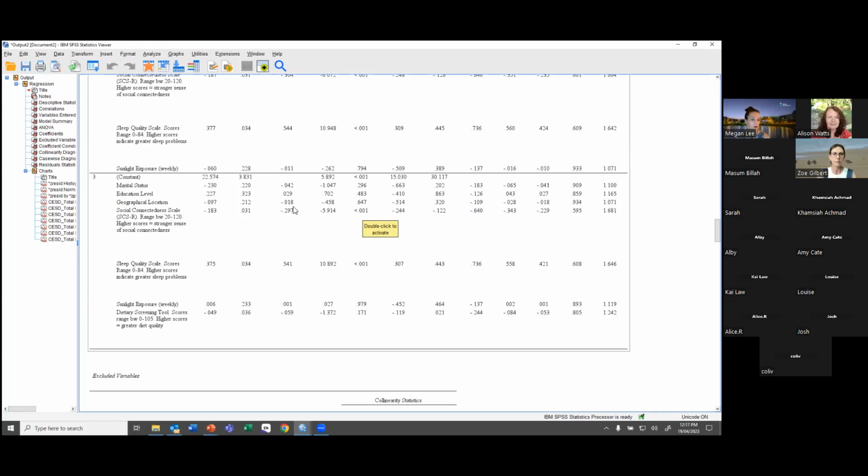What about social connection? This is where it's really interesting, because social connection is usually the highest predictor when I've done this research before, but it's not anymore. Our standardized beta says that for every one standard deviation that social connectedness goes up, depressive symptoms go down by 0.3 standard deviations, and that is significant. Sleep quality is actually the highest predictor in the model this time, keeping in mind that higher scores indicate greater sleep problems. So as sleep problems go up by one standard deviation, depressive symptoms go up by half a standard deviation. That's pretty significant, and it has a significant p-value as well.